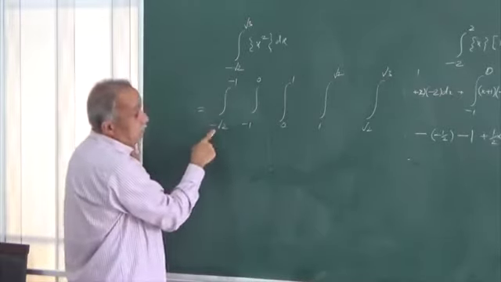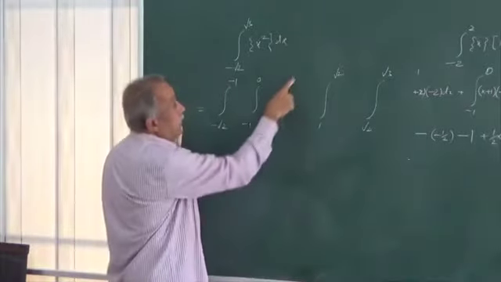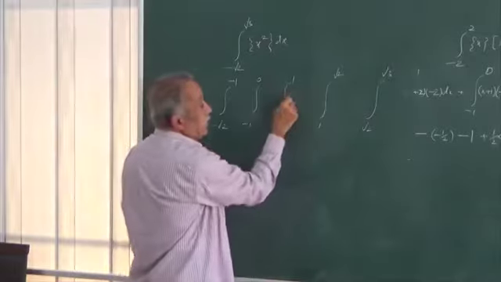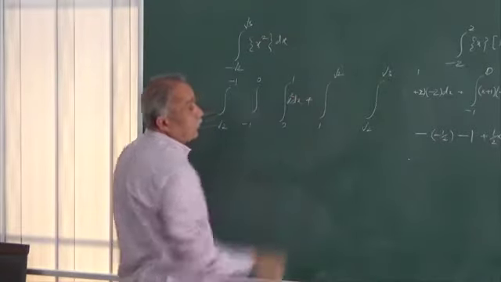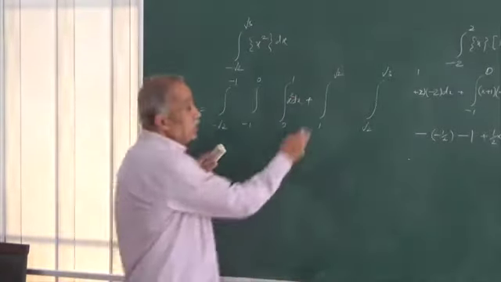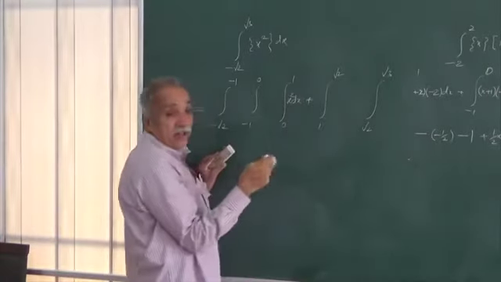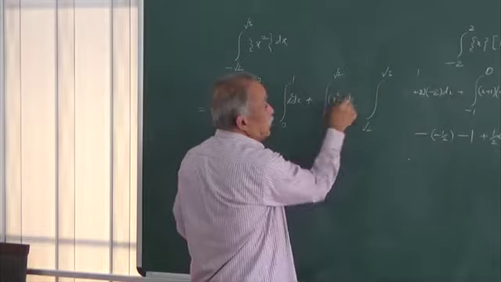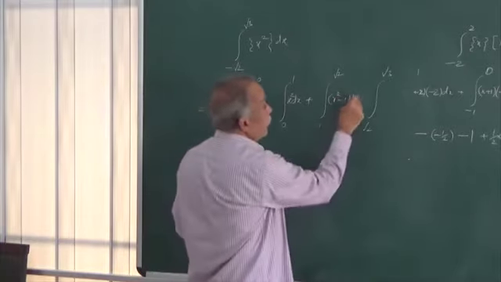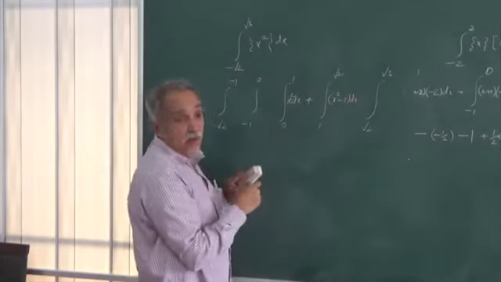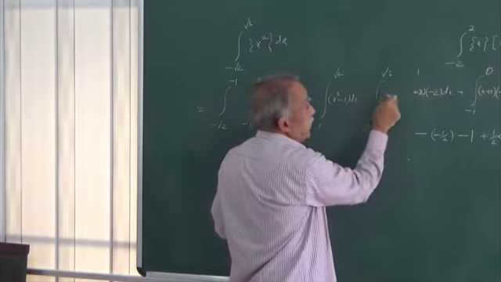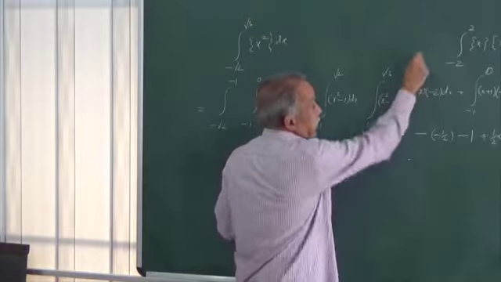In the interval, first let me cover this 0 to 1. x square also is between 0 and 1, so the fractional part is itself. When x is between 1 and root 2, x square is between 1 and 2, and the fractional part will be x square minus 1. When x is between root 2 and root 3, x square is between 2 and 3, and the fractional part is x square minus 2.